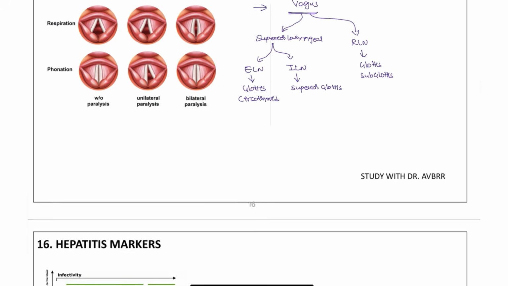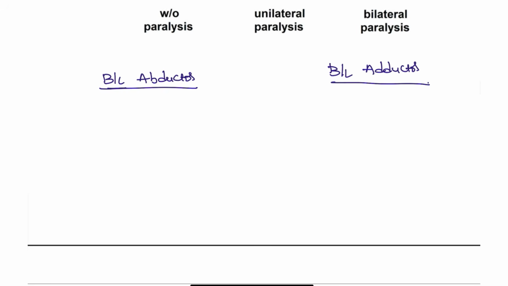Next, you have two types of laryngeal disorder: bilateral abductor and bilateral adductor palsy. So what is the problem in both? Bilateral abductor, there is no abduction. Here there is no adduction. So what is the position? When there is no abduction, the vocal cords will be in the middle, right? Vocal cords will be in the middle.